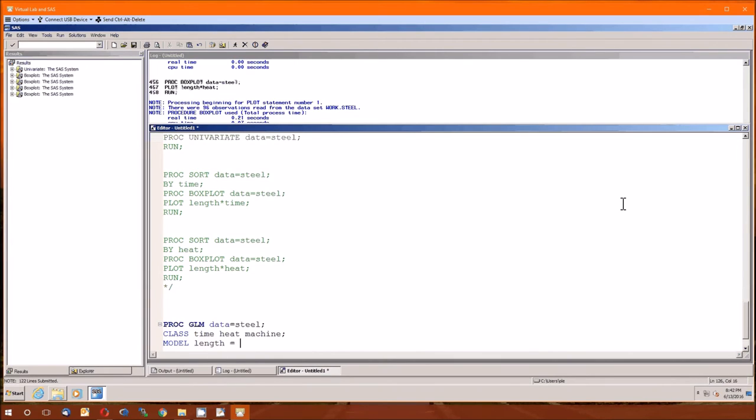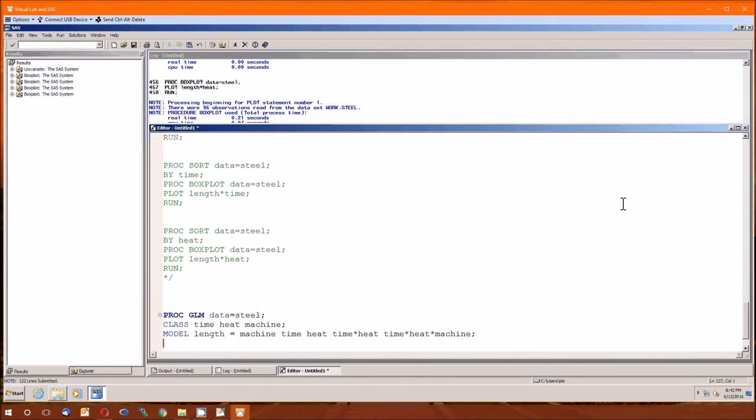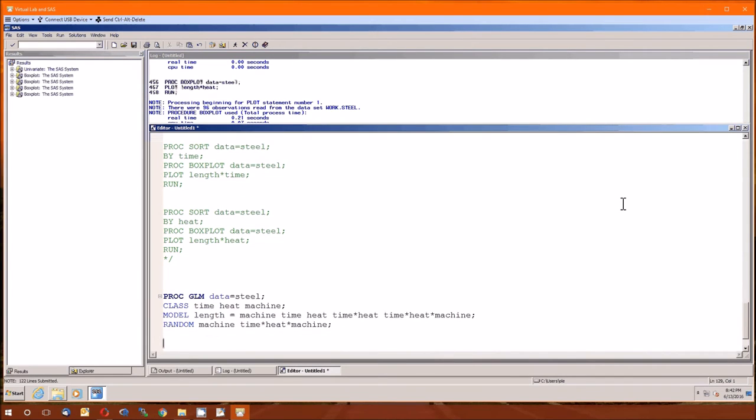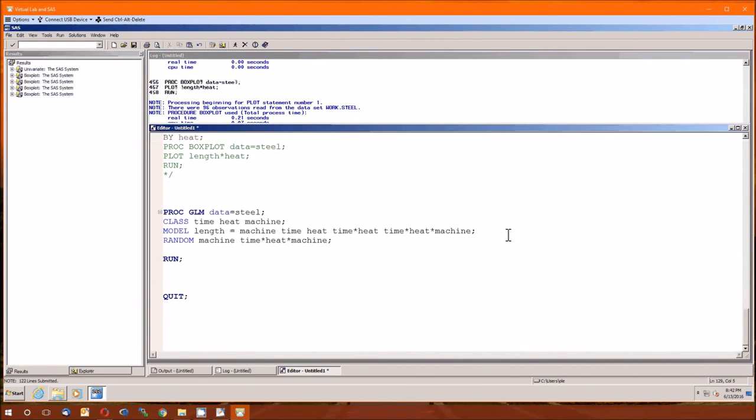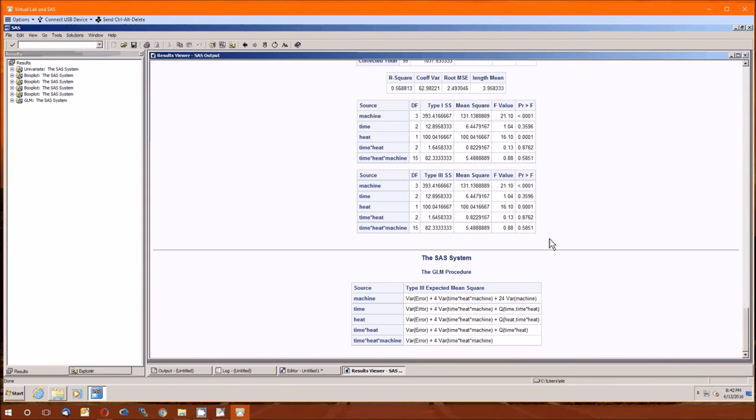And then to match what's in table 10.9, we'll list out machine, time, heat, time times heat, and then time, heat, machine, times heat, times machine. And then don't forget we have to specify what our random effects are. There's actually two. There's machine, then there's time times heat times machine. And then run, and there is going to be an error on this, just so you're aware. So we'll run it, and we'll see what that error is.